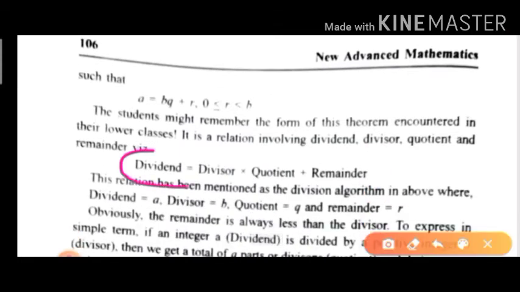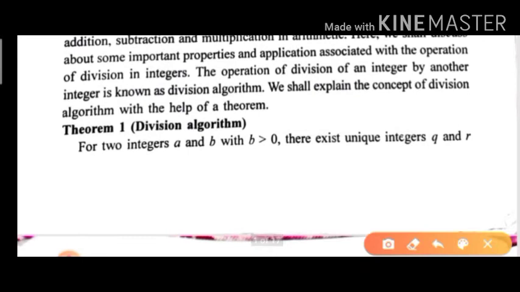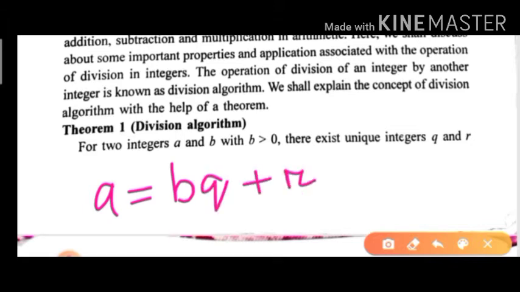We know dividend is equal to divisor into quotient plus remainder. So a is equal to bq plus r, and this r we know can be equal to 0, so it is greater than or equal to 0 and less than b. It cannot be equal to the divisor.